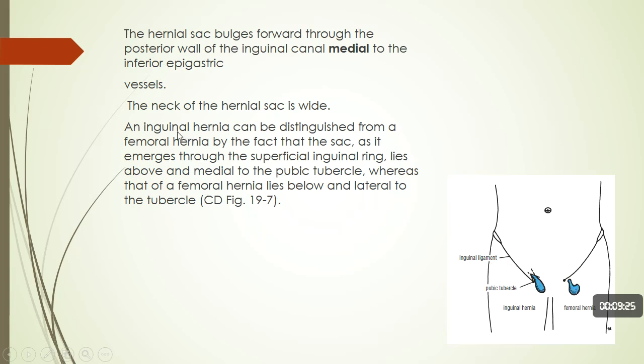Here you can see an inguinal hernia can be distinguished from a femoral hernia by the fact that the sac, as it emerges through the superficial inguinal ring, lies above and medial to the pubic tubercle. Here in the inguinal hernia, the sac is superior and medial to the pubic tubercle. This black point is the pubic tubercle. But in the femoral hernia, the sac of the hernia is lateral to the tubercle and inferior to the tubercle.